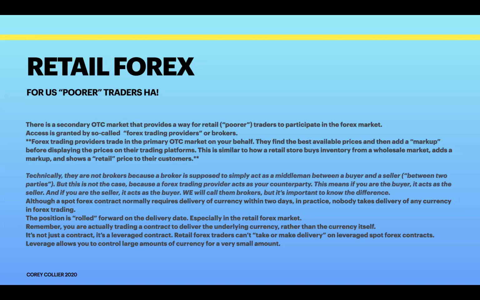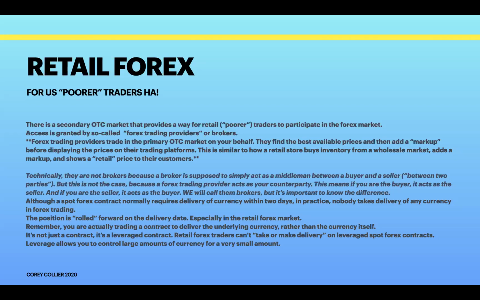They find the best available prices, and then they add a markup before displaying the prices on their trading platforms. This is similar to how a retail store buys inventory from a wholesale market, adds a little bit of a markup, and shows a retail price to their customers. That's pretty much what a broker is doing to you guys.